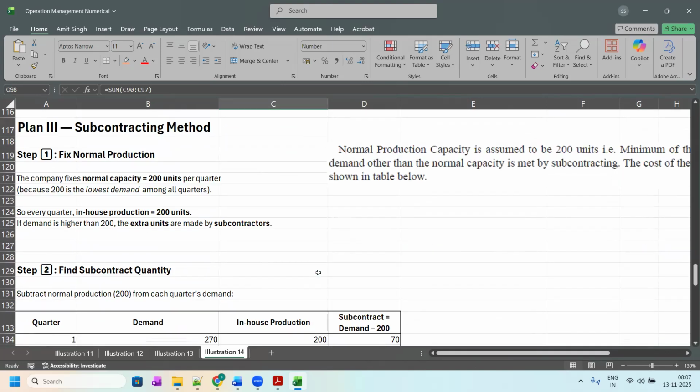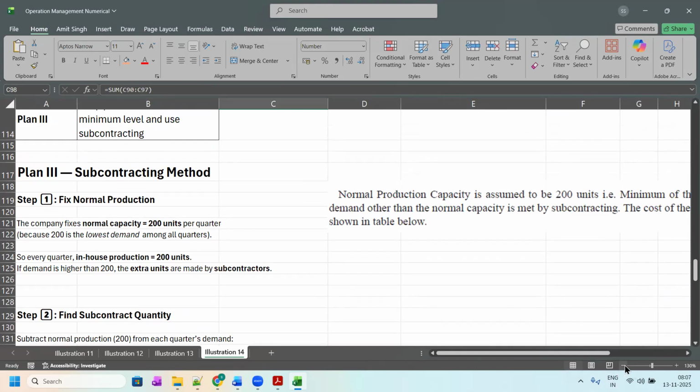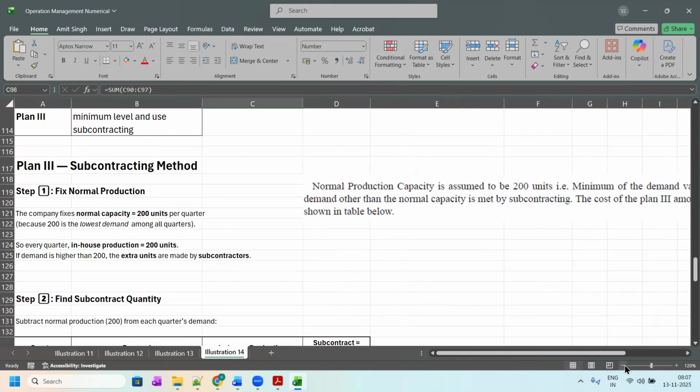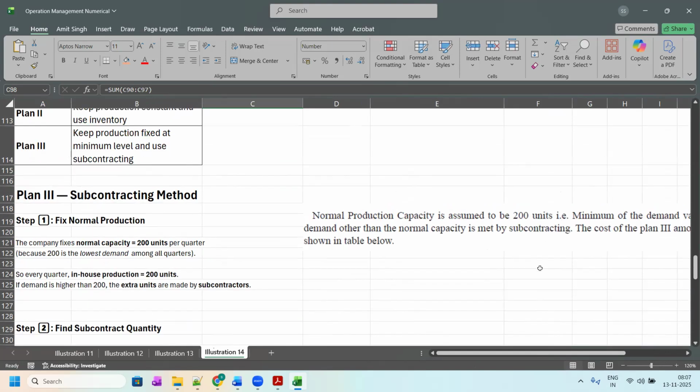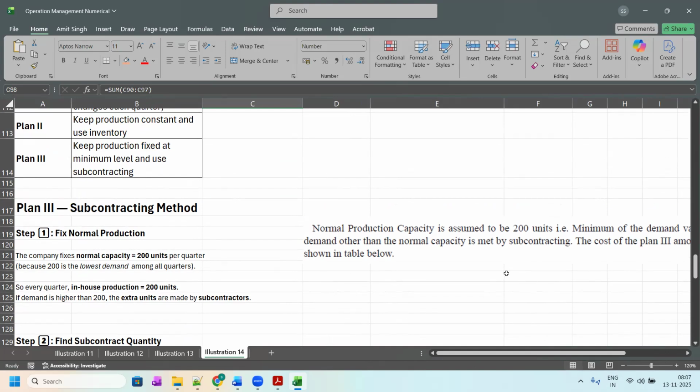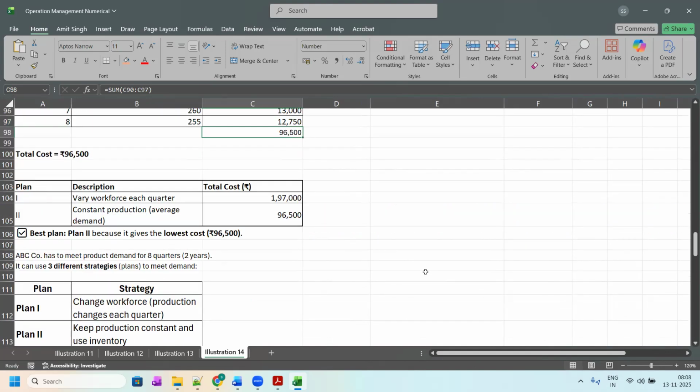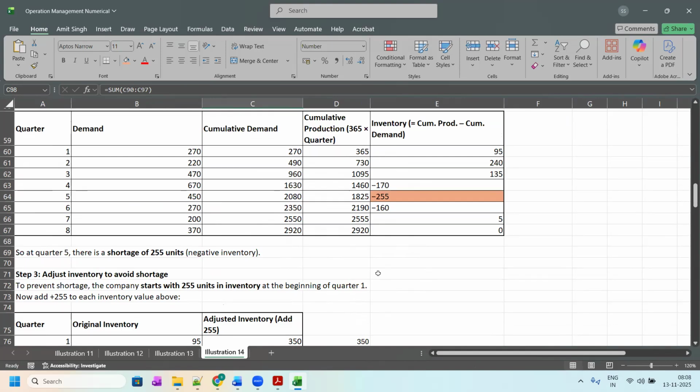Then we have this plan 3. Plan 3 is about the subcontracting method. Here the company fixes normal capacity at 200 units per quarter, because 200 is the lowest demand among all quarters. If I see the demand from all the quarters, the lowest demand is 200 units.